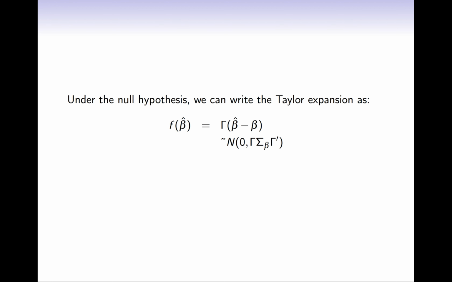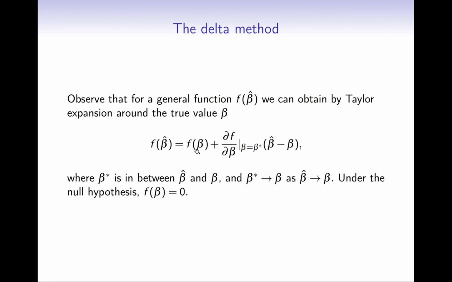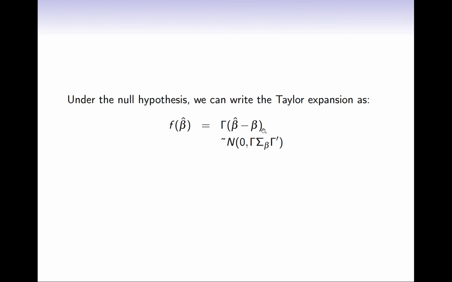Under the null hypothesis, remember that f of the true beta equals 0. So in that case, f of beta hat is equal to this derivative times beta hat minus beta. We know the distribution of this object, and what we basically have is a quadratic form, like the notation I had before. We have this gamma times something that's normally distributed, so the overall distribution is normal, mean 0, with this variance-covariance matrix.